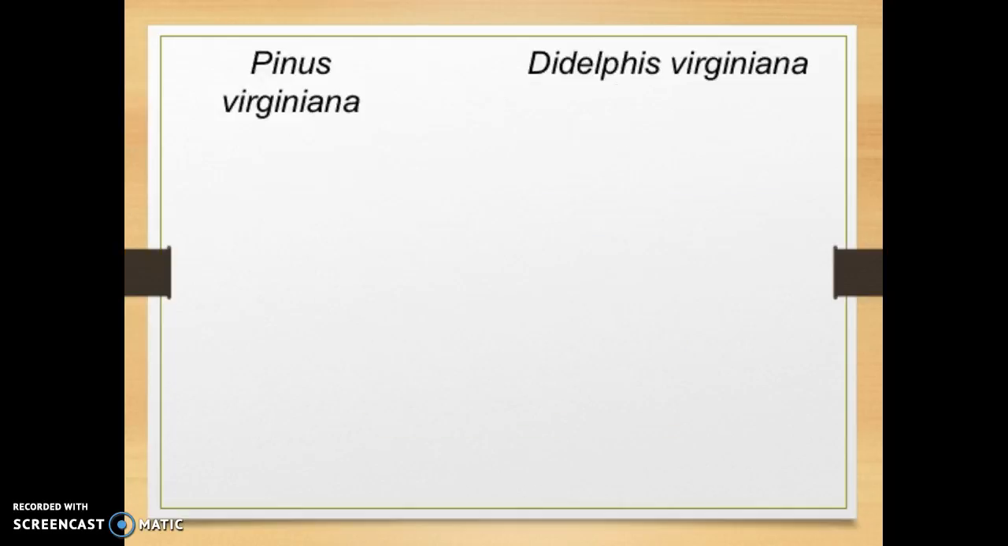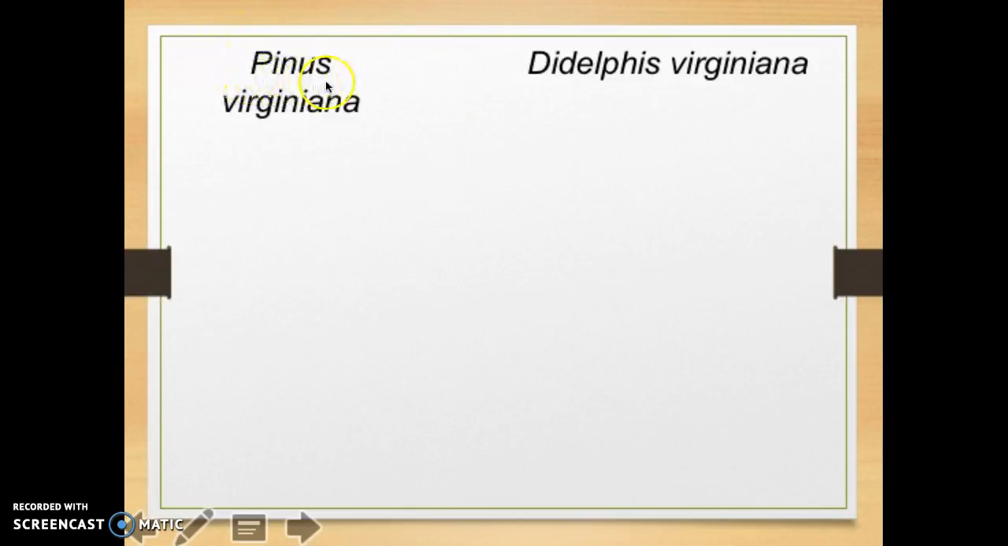Okay. One last thing, and I'm going to put two words up here. We have Pinus virginiana and Didelphis virginiana. So notice right off the bat, which name do they have in common? Well, let's look at some key indicators to identify.